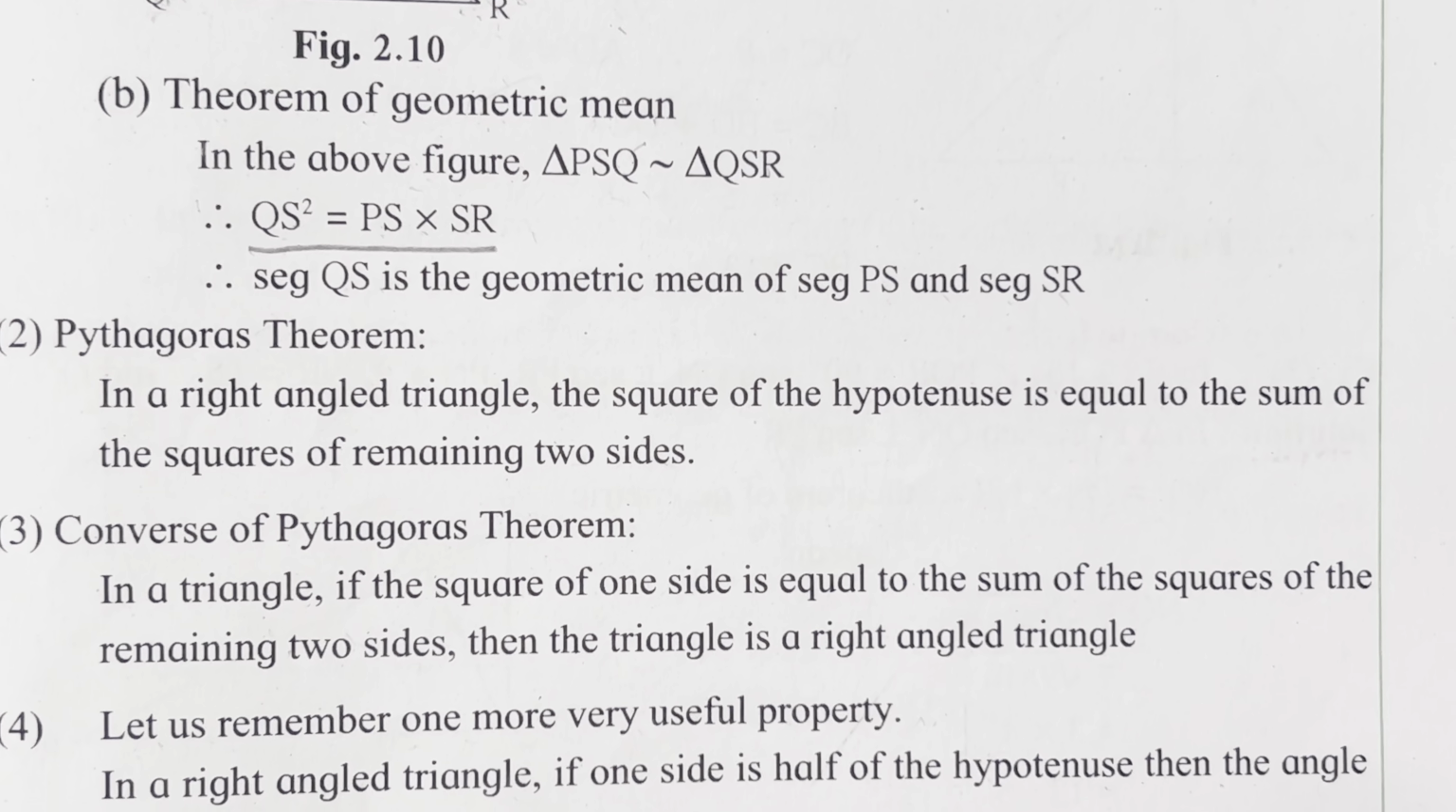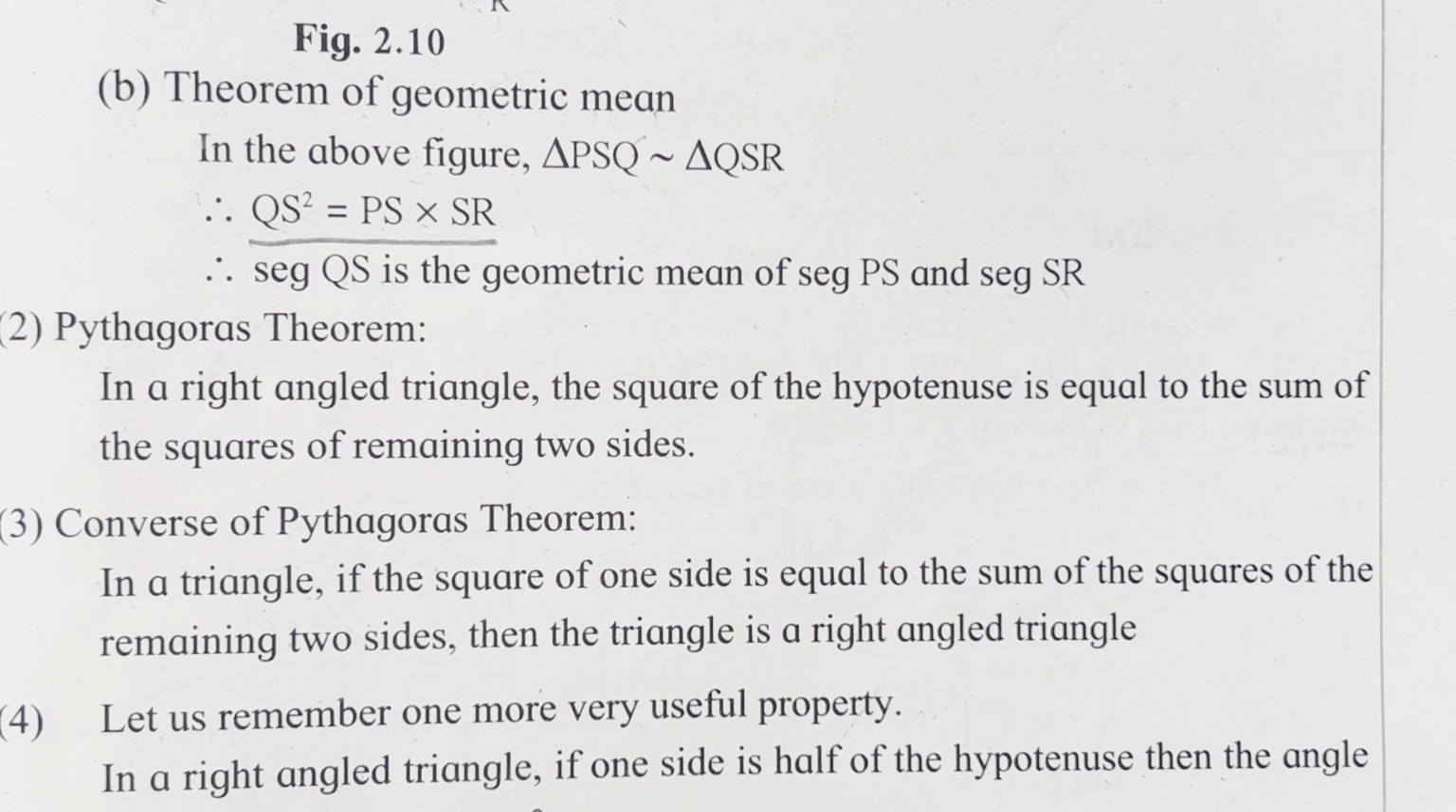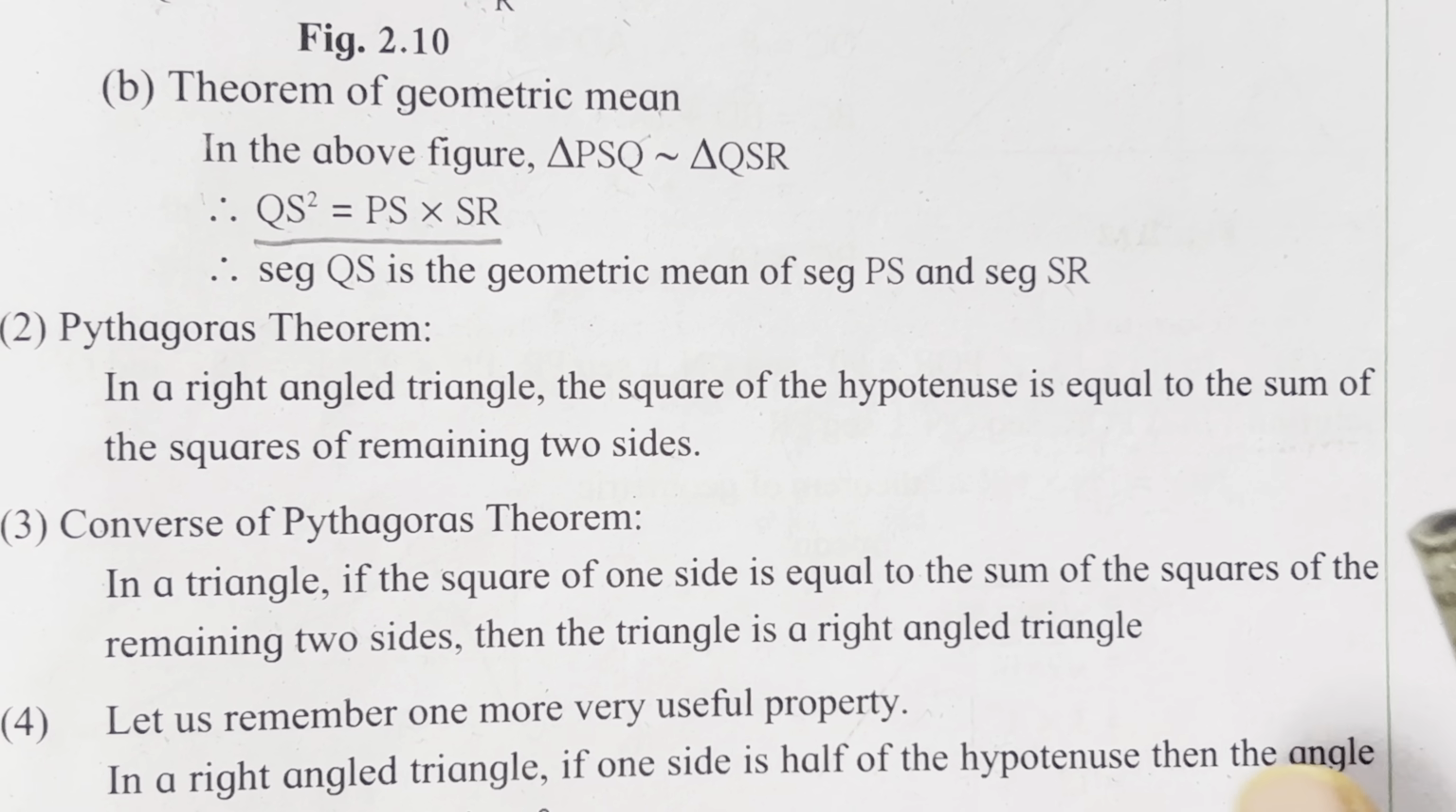You all have to remember it. Next comes the Pythagoras theorem. We all know what is Pythagoras theorem. We have already revised how to write a Pythagoras theorem in the long form. But what is actually a Pythagoras theorem, that you all have to remember in short. In a right angle triangle, the square of the hypotenuse is equal to the sum of the squares of the remaining two sides.